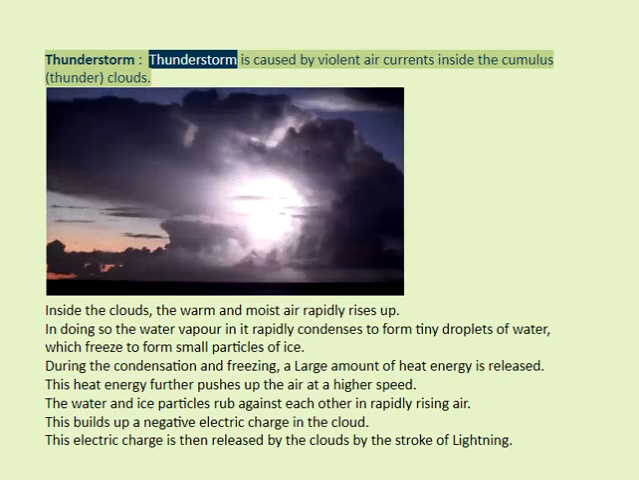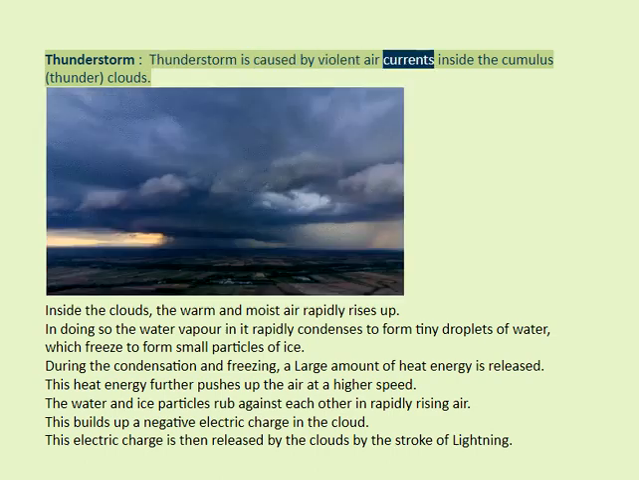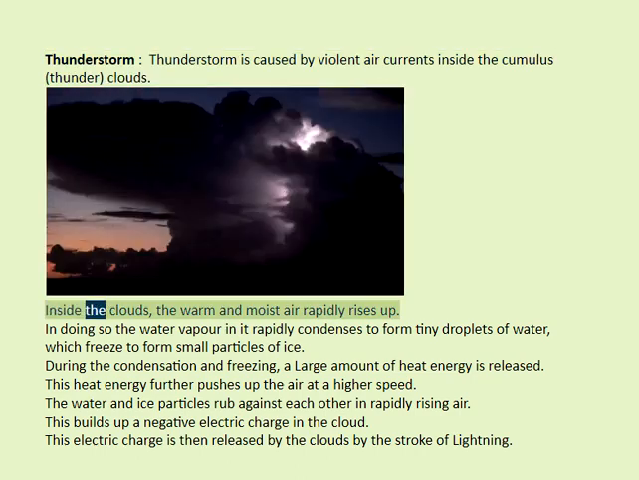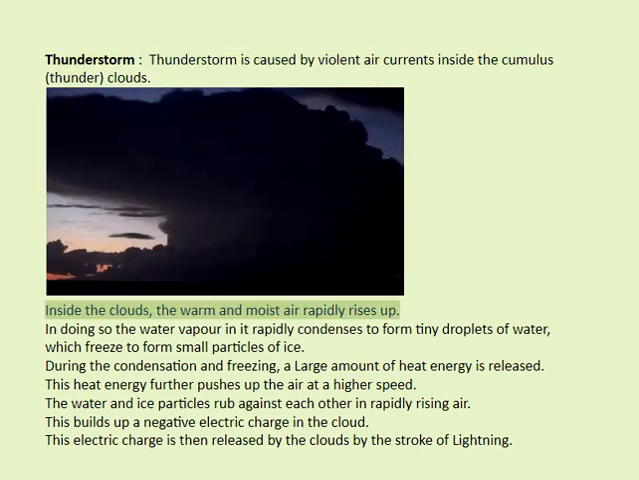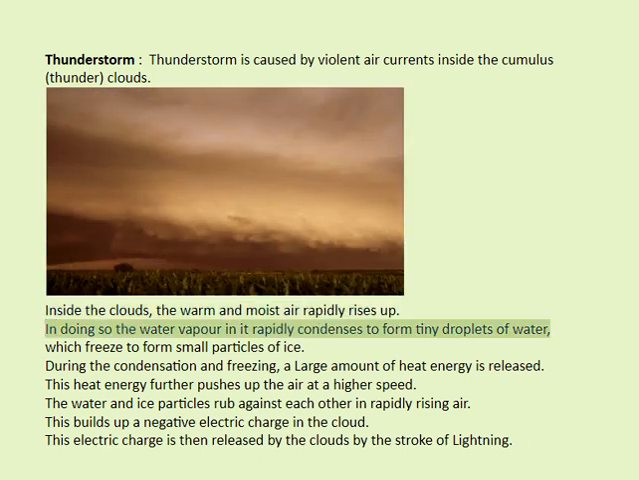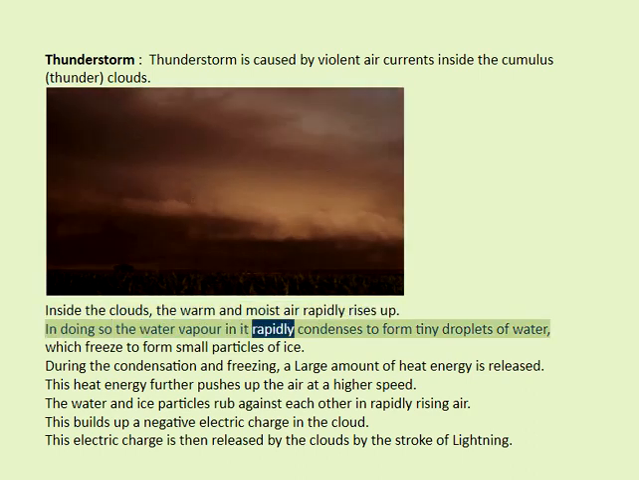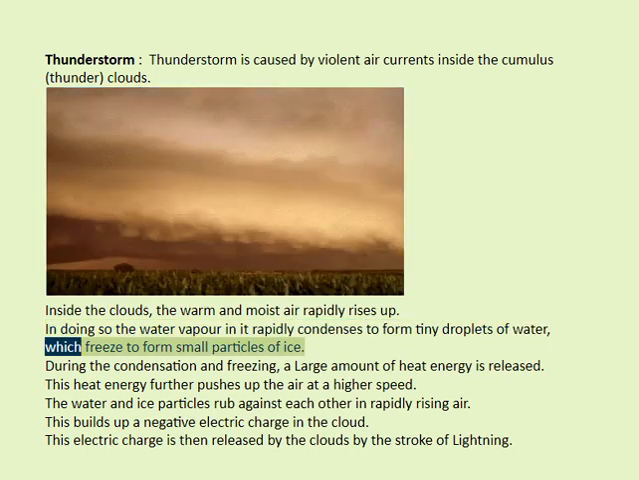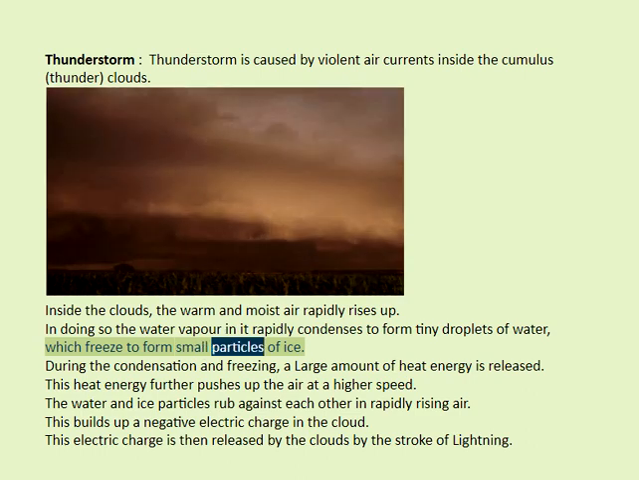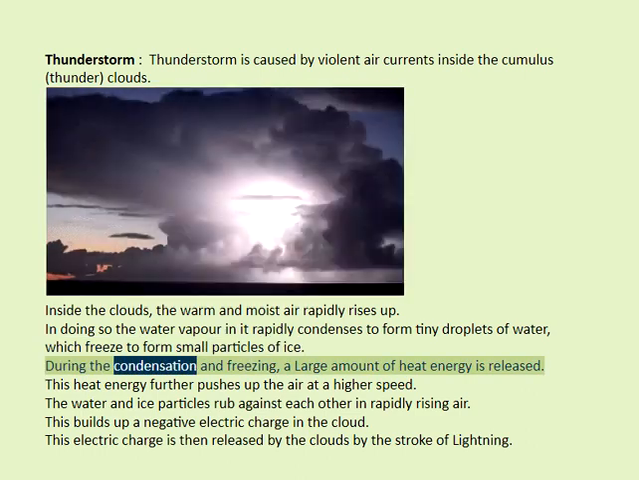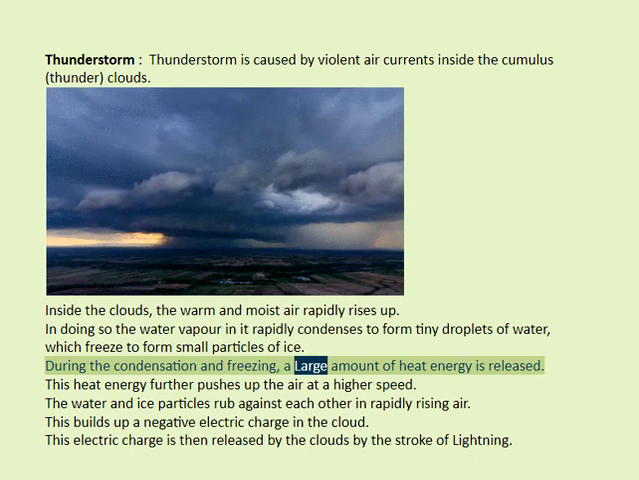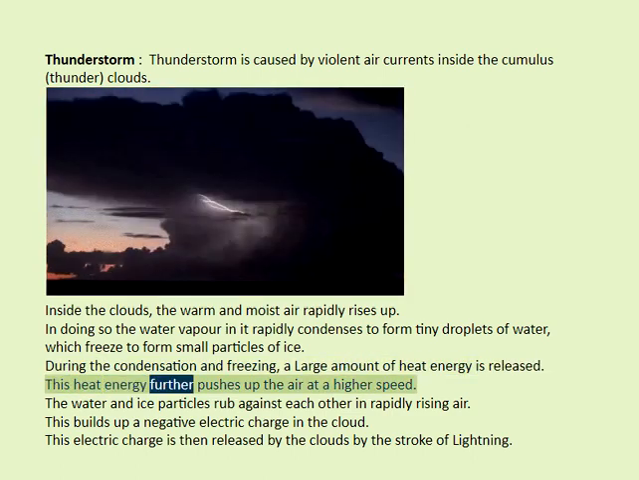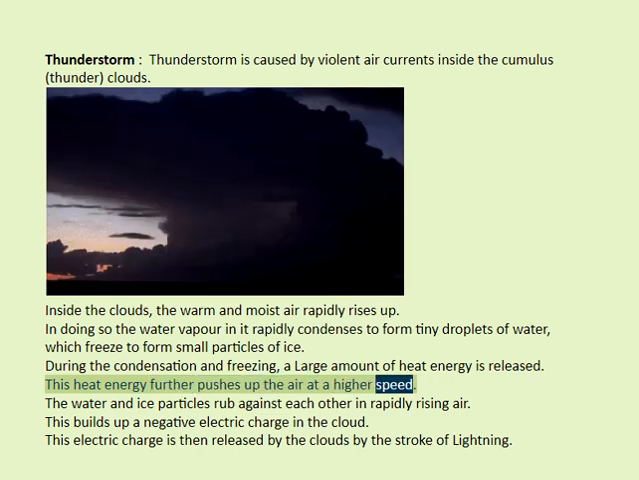Thunderstorm. Thunderstorm is caused by violent air currents inside the cumulus thunder clouds. Inside the clouds, the warm and moist air rapidly rises up. In doing so, the water vapor in it rapidly condenses to form tiny droplets of water, which freeze to form small particles of ice. During the condensation and freezing, a large amount of heat energy is released. This heat energy further pushes up the air at a higher speed.